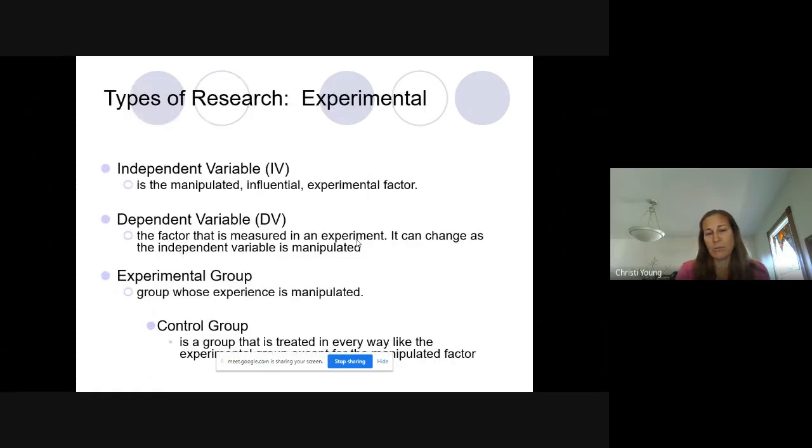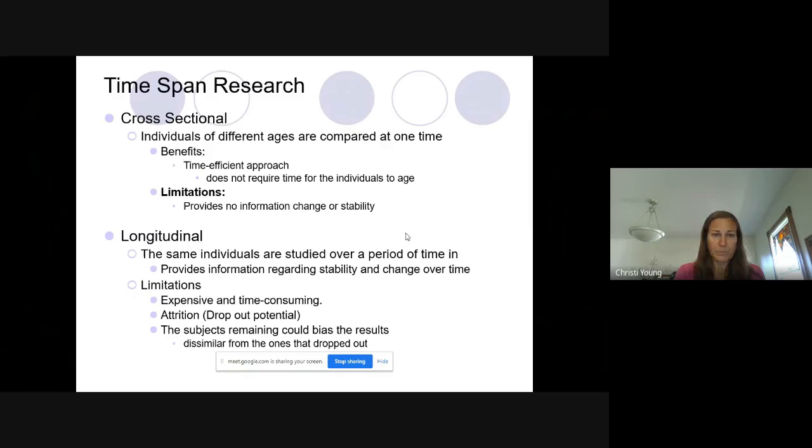The independent variable is what you think might cause the change, so you manipulate it and you influence it. The dependent variable is what you're measuring, so it is going to be what is manipulated by the independent variable. And your experimental group is going to be the group that has contact with the independent variable. And your control group will have everything else the same aside from that independent variable.